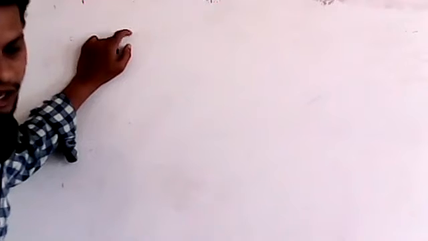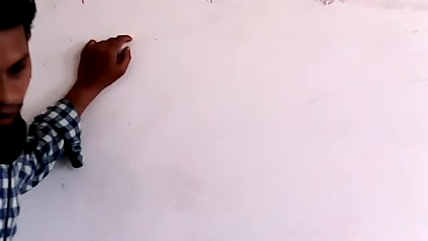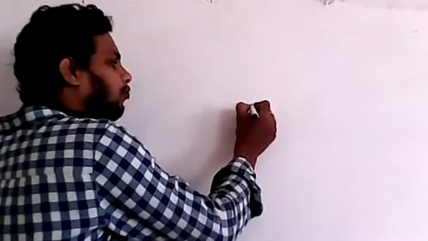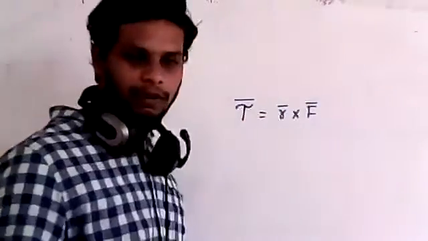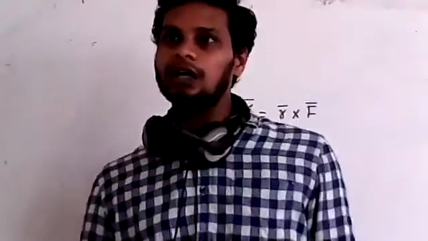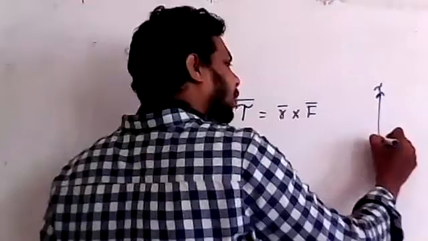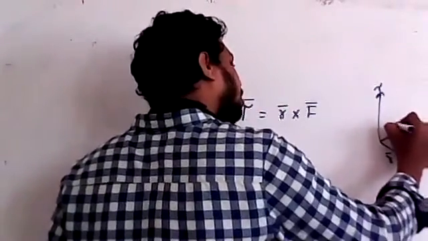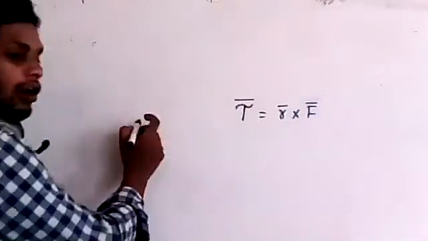Now, F bar is the force acting on the particle having the position vector R bar, and tau bar be the torque of this force about the origin. Now remember, the formula for torque tau is equal to R bar cross F bar. Which means the torque tau bar is perpendicular to the plane of R bar and F bar. Clear?